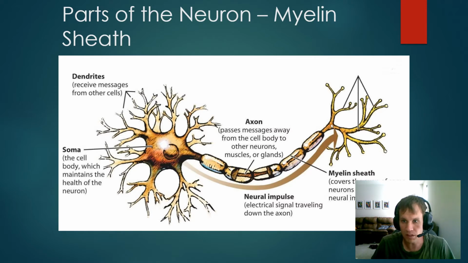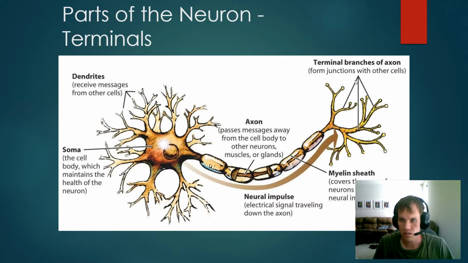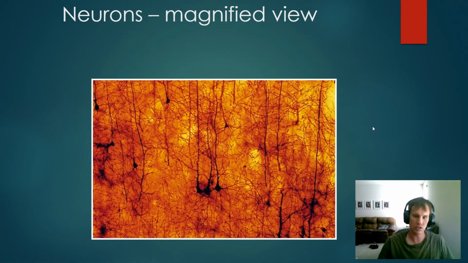Ultimately it's sent to these terminal branches that are connected with, in most cases, other neurons. So it's received through dendrites, goes through the soma, the body of the cell, down through the axon surrounded by the myelin sheath, and then finally to the terminal branches that usually connect to the dendrites of other neurons. Here are some actual images of neurons. You can see the somas here. Here are dendrites, axons, and this might be a terminal branch right here.